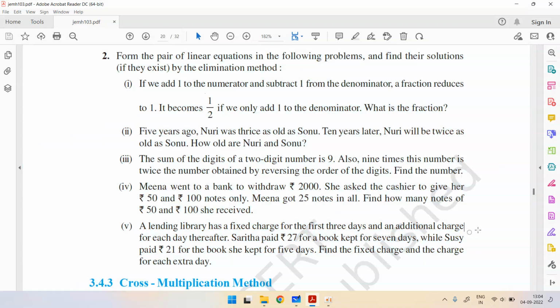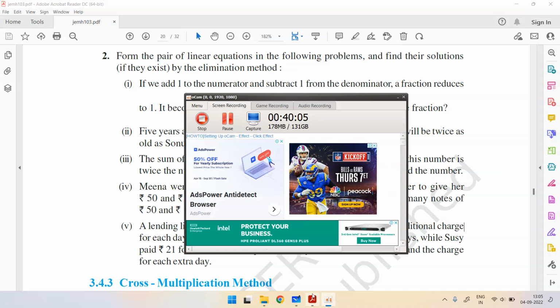A lending library has a fixed charge for the first 3 days, and an additional charge for each day thereafter. Sarita paid 27 rupees for a book she kept for 7 days, while Susie paid rupees 21 for the book she kept for 5 days. Find the fixed charge and the charge for each extra day.